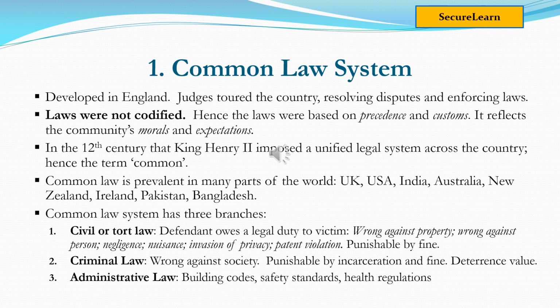Criminal law involves a wrong against society, not just an individual. Examples: murder, violent crime. These offenses are punishable by incarceration and fine. The objective is that the punishment should serve as a deterrent. Administrative law relates to building codes, safety standards, health regulations, etc.